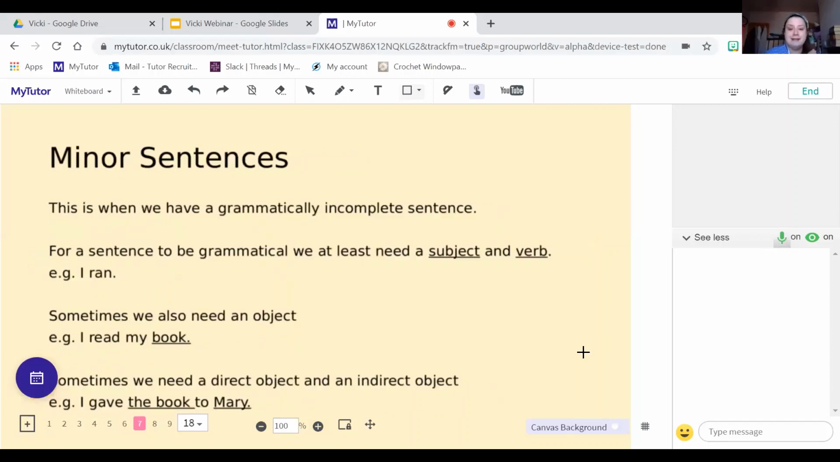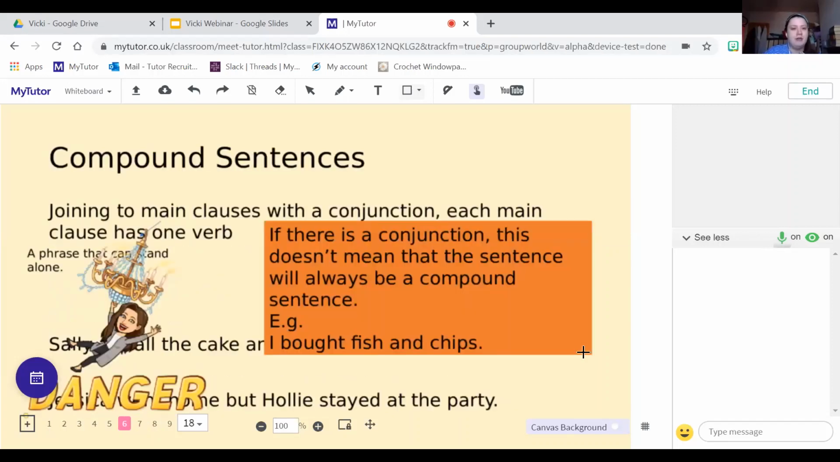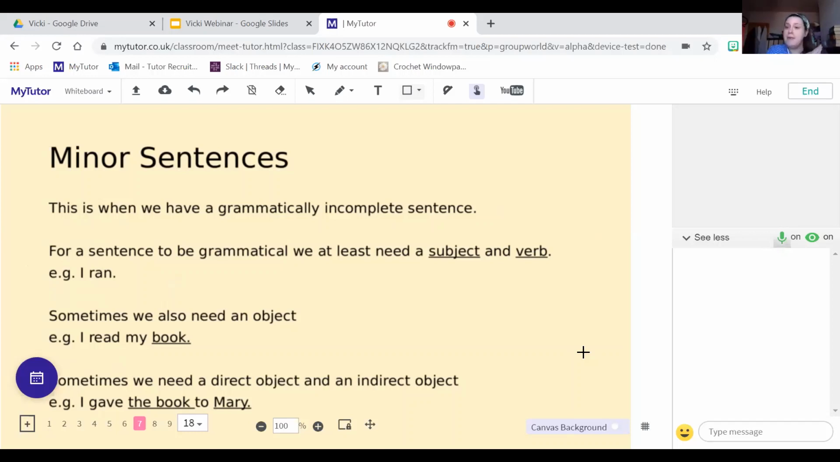Now, minor sentences. Oh, I haven't got my complex sentences in there. So minor sentences, these are the ones that we haven't looked at before. So this is where we are missing something from a sentence. It's not grammatically correct. So there's a few different things. This isn't sort of quite as straightforward as you might expect it to be. So it all depends on the verb. So at the simplest level, we need a subject and we need a verb.